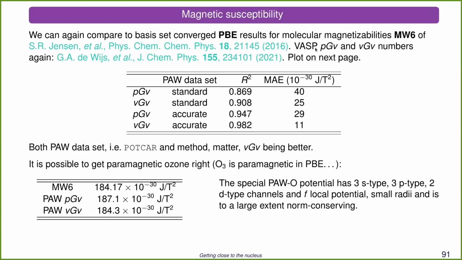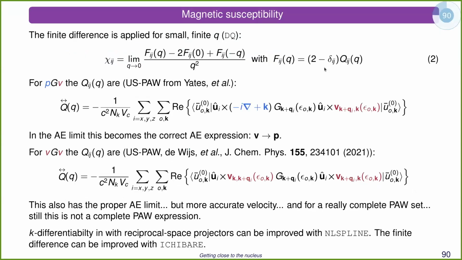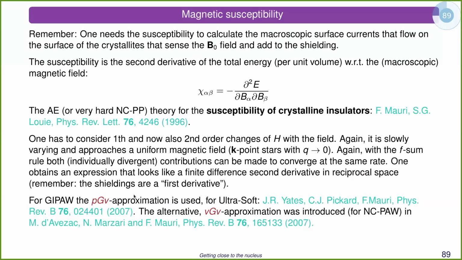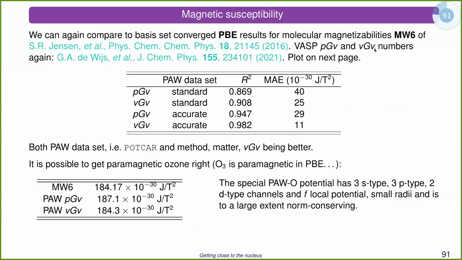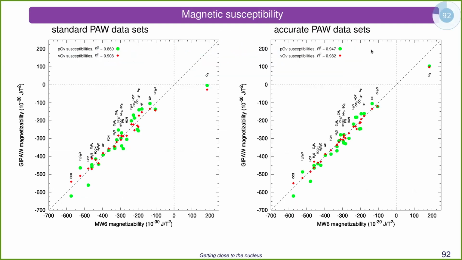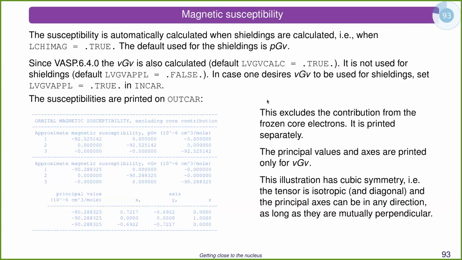In VASP, now when you do a shielding calculation, the PGV is typically used. That is how it traditionally is. That is the Yates-Pickard-Mauri paper where the method was introduced that we follow. But the VGV is also there, and you can also have it applied, and you get slightly better numbers in general. Okay, there is more about the magnetic susceptibility story. Exactly what I said just now. You see over here, it's automatically done, but the default is PGV in applying it.